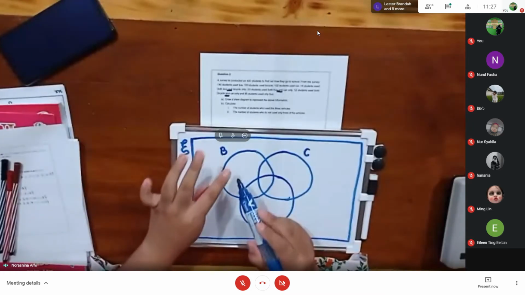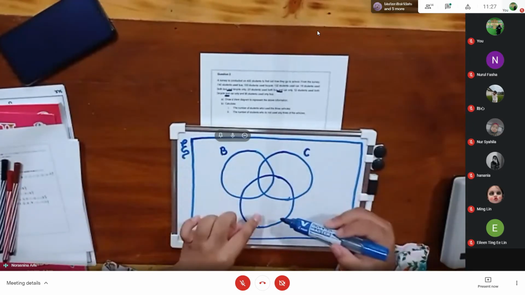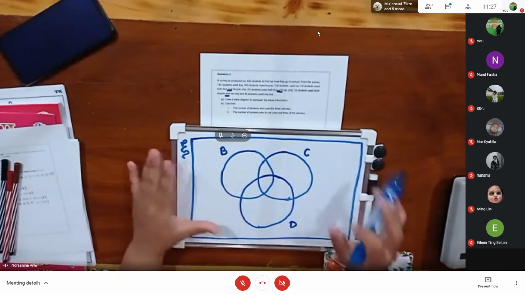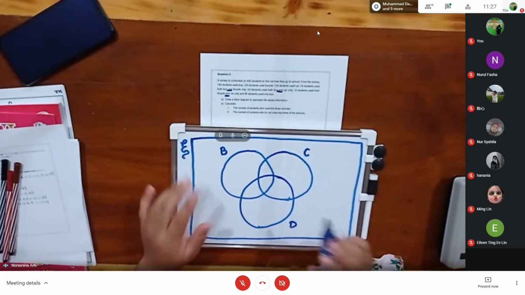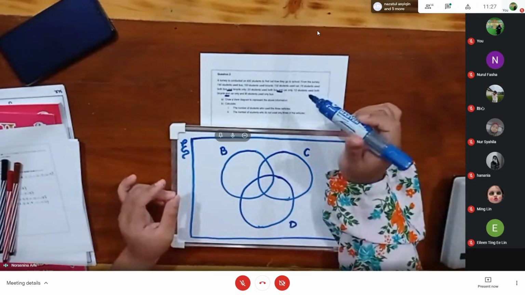Okay, because it has an intersection between set B and set D. Also, it has an intersection between set D and set C. Okay, this will be our Venn diagram. Now we label this Venn diagram from the information.